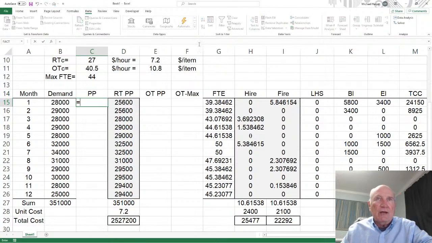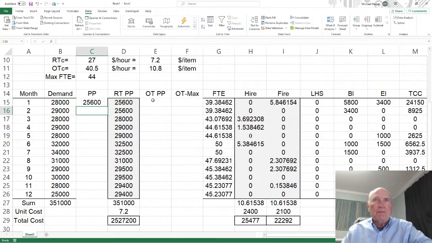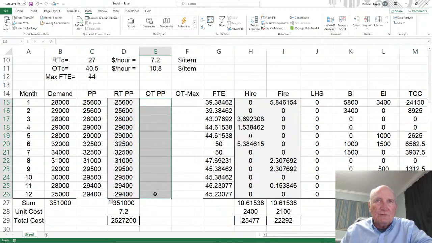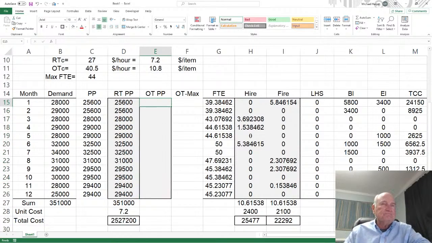It's going to equal our regular time production plus our overtime production. And then we're going to copy this down. Okay, now this right here is also going to become a variable we want to change. Now we're changing those variables. Okay, good. We're setting this up, getting there. And we're going to have an extra constraint now where we're going to limit our overtime by the overtime max.